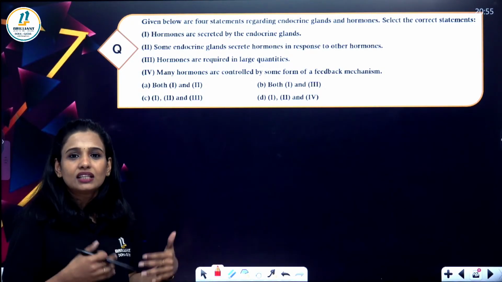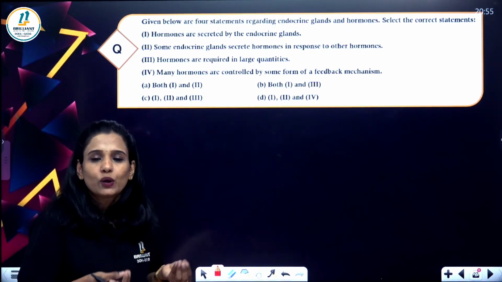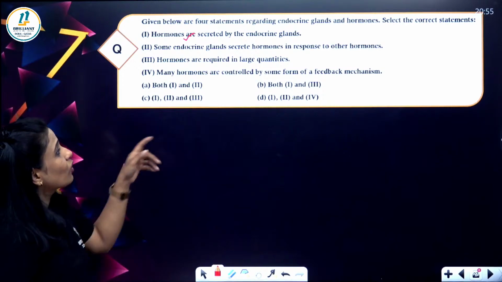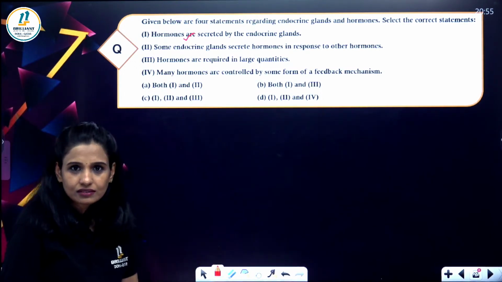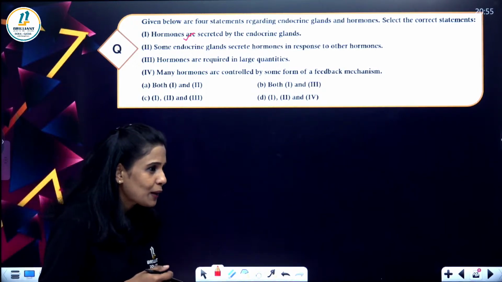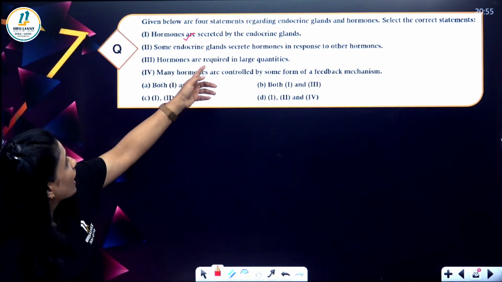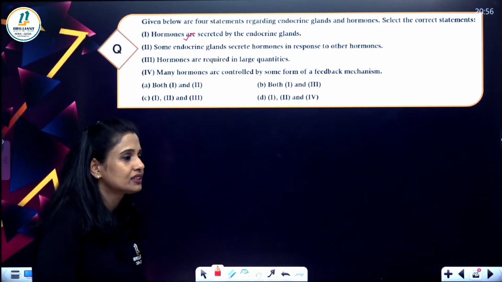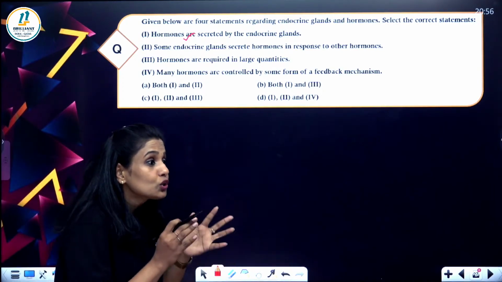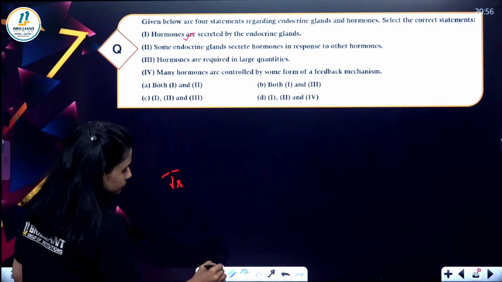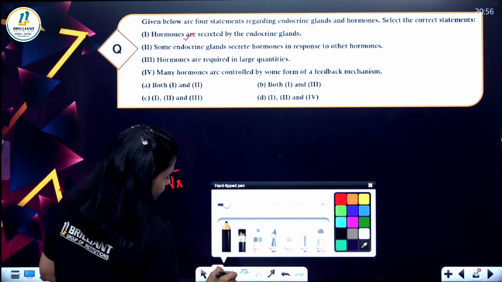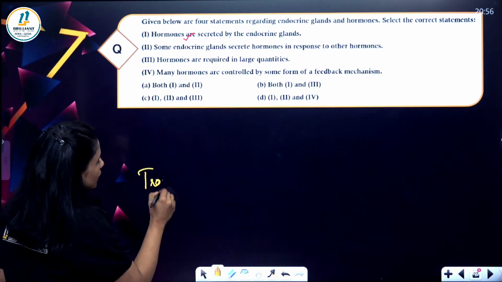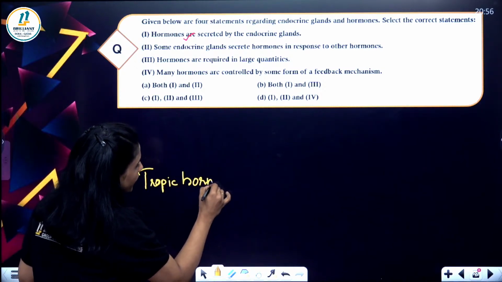What are hormones? The chemicals secreted by endocrine glands are called hormones. So, the statement is correct. Some endocrine glands secrete hormones in response to other hormones. Have you heard about that? Yes, there are tropic hormones.